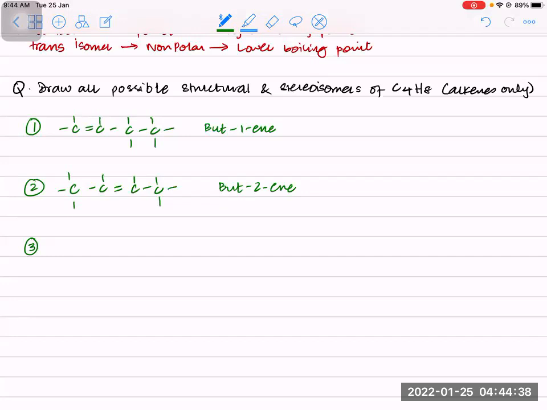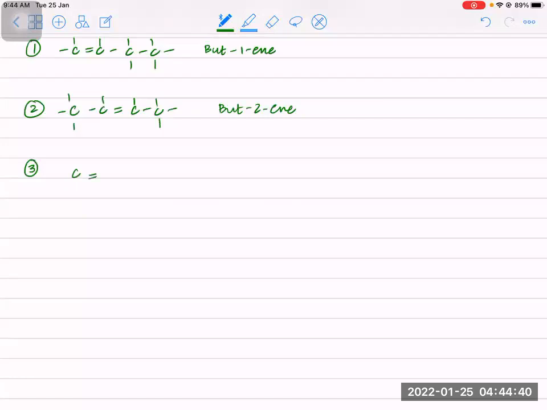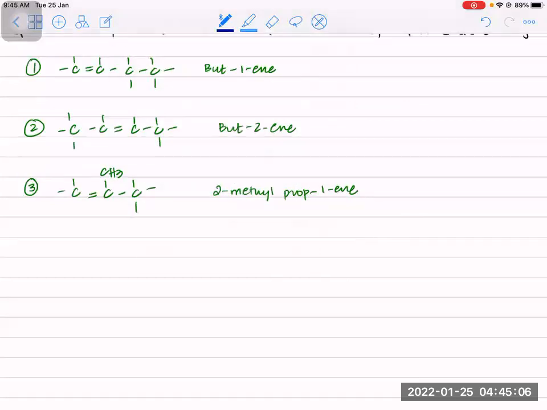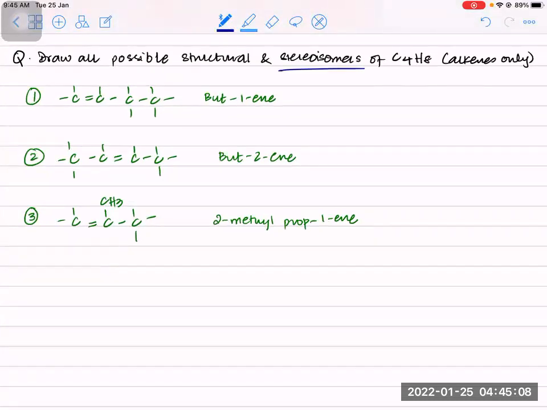Then you shorten the chain. You shorten the chain and you make a prop. And let's put the 4th carbon on carbon number 2 here. You can't put it on terminal ends. So you put the CH3 here, and this will become what? 2-methylprop-1-ene. Are there any other possibilities in terms of chain and positional? No.